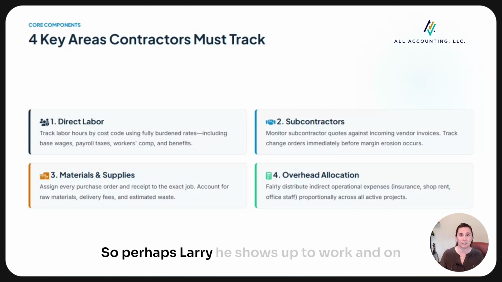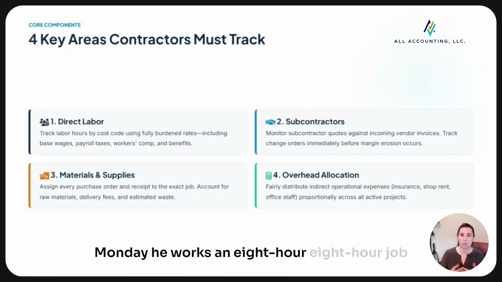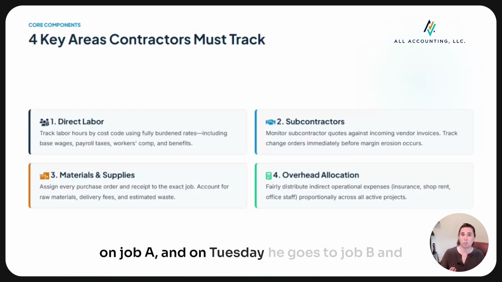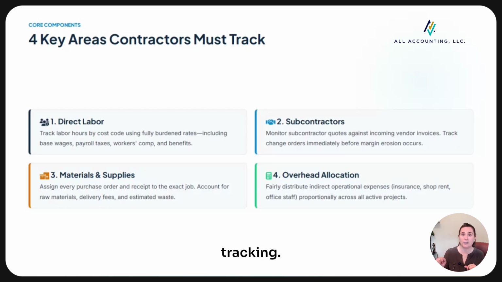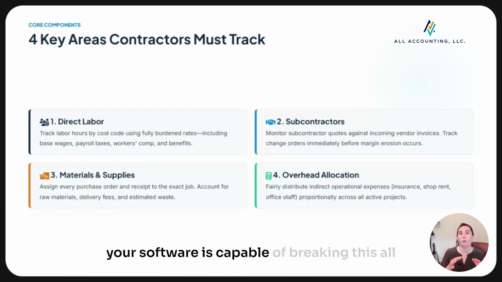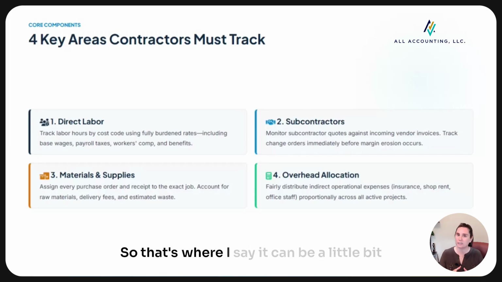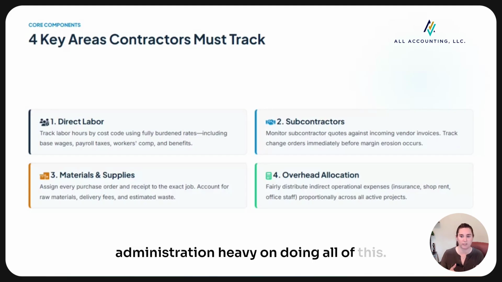So perhaps Larry, he shows up to work, and on Monday he works an 8-hour job on job A, and on Tuesday he goes to job B, and on Wednesday he goes back to job A. So in order to get the granular level of all of the labor, you do have to ensure that you have processes or job tracking. Your software is capable of breaking this all down. So that's where I say it can be a little bit administration heavy on doing all of this.